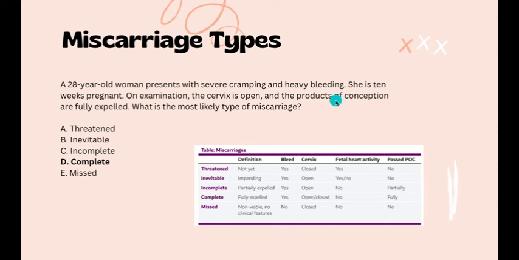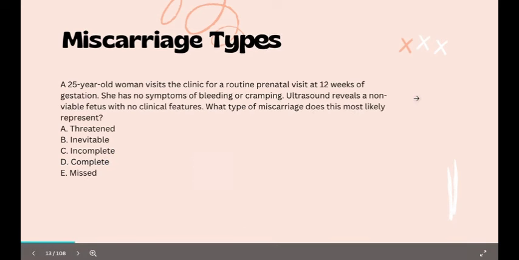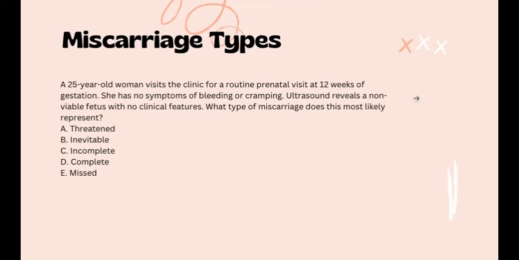So as you can see, the cervix is open, the products of conception are fully expelled, so therefore this is a complete miscarriage, and you can see here on this table. We'll do another question. So this patient, have a read of the stem and pause the video, and in just a moment I'll go through the answers.